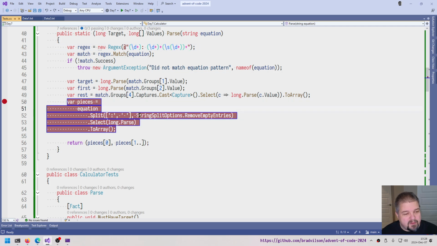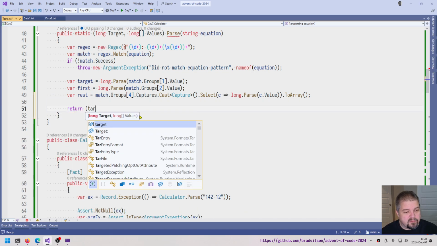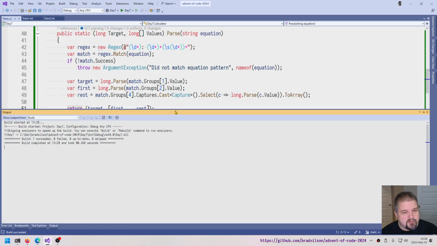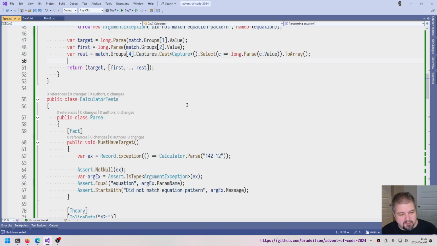But all right, so we don't have to do this anymore. What we can do is we can just return the target and then first and the rest. That should be good enough. Do all of our tests still pass? They all still pass. So now we're using the regex to actually pull the values out instead of redoing a string parse. Is it faster? Probably six of one, half a dozen of the other. But that's the way it goes.